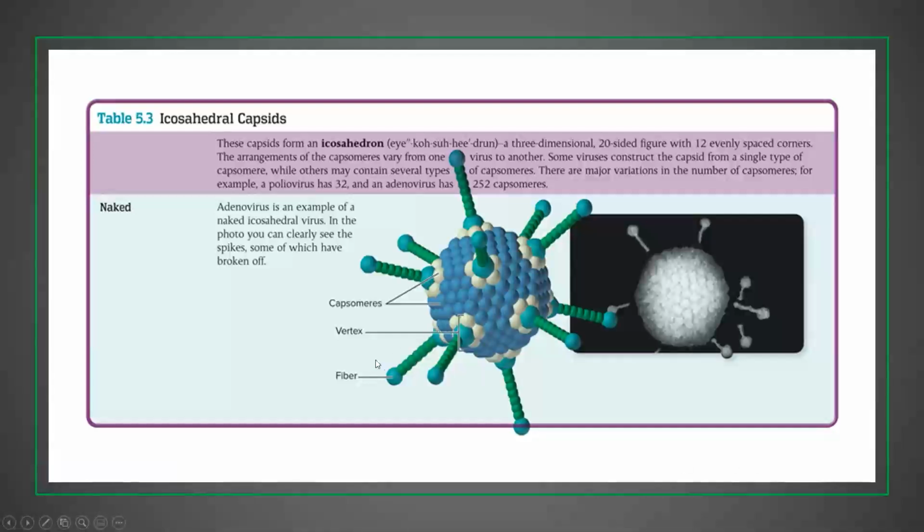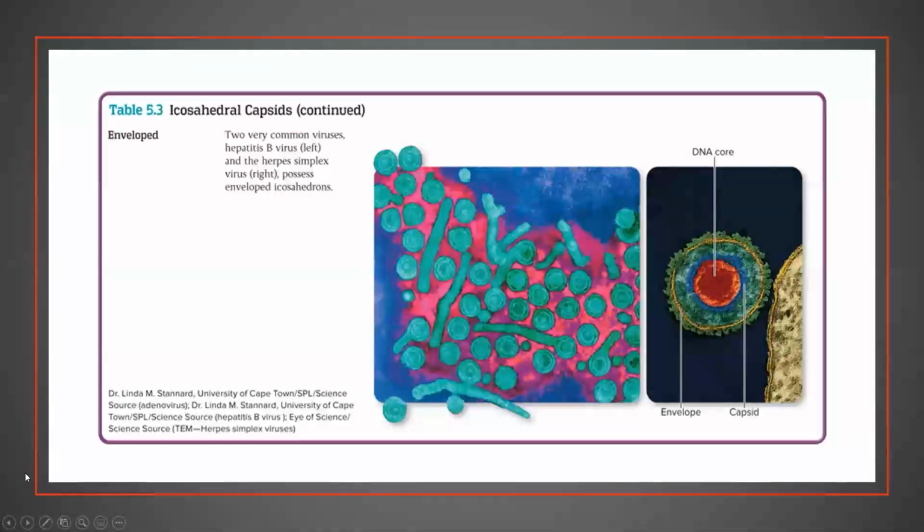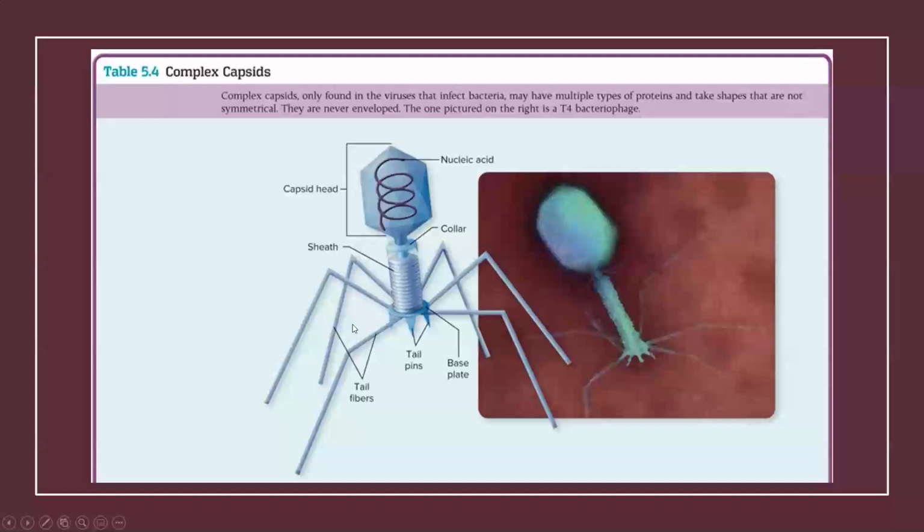If you look at the electron micrograph over here, you can see the icosahedral shape with the little spikes popping off. You can also have enveloped icosahedral viruses. Same idea, where you have the DNA core with the icosahedral capsid and then a further envelope outside of that. This would include things like hepatitis and herpes virus.